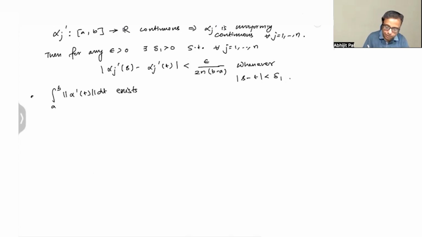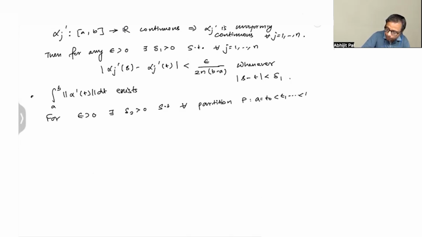So we know that this integral exists. So this is Riemann integration. And by the definition of this Riemann integration, if I take epsilon greater than 0, there exists delta 2 greater than 0, such that for all partitions P with norm of P less than delta 2.